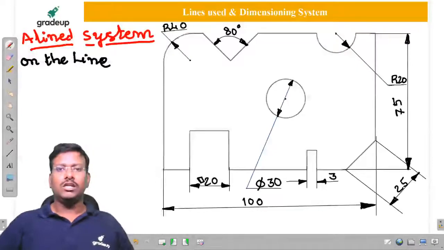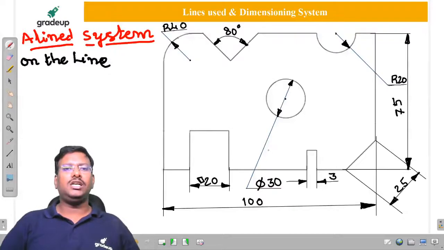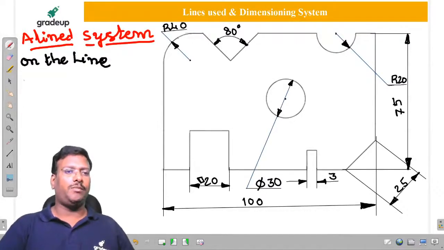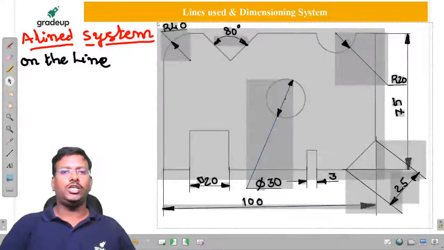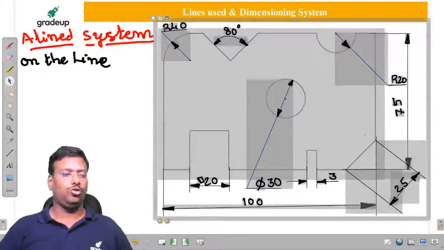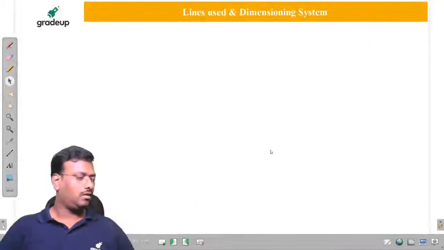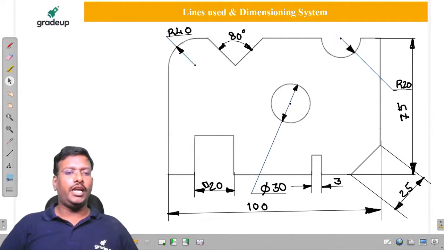Now, sir, this is the aligned system. Okay, sir, what is the unidirectional system? Is there any difference, sir? I will explain what the difference is between the aligned system and the unidirectional system. I will explain to you, my dear friends. So, in the unidirectional system, what is the difference?